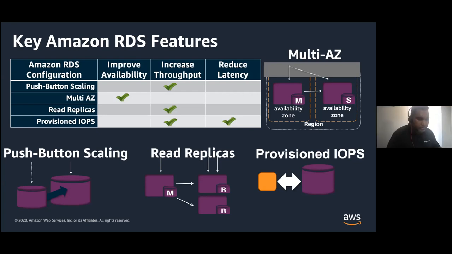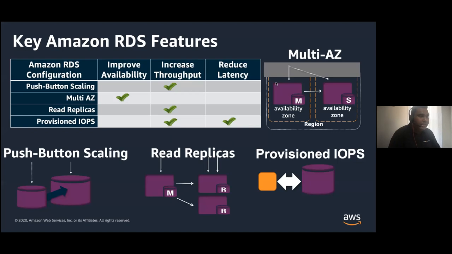Yeah, no worries. So going back to the RDS key features, what are those key features of RDS? You get increased throughput, improved availability and reduced latency. Push button scaling, and you also get the option to do read replicas. In the second picture, you have the master node and then the read replicas. If your application is querying a lot of data, you simply go to the read replica. You don't need to hit your master for both read and write. That's one of the key benefits or features of Amazon RDS.